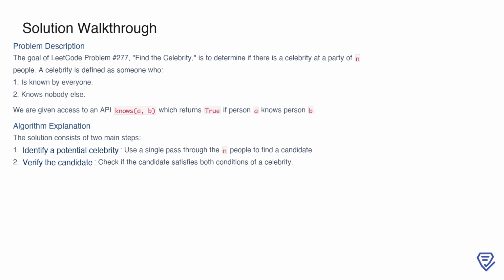The solution involves two main steps. First, we identify a potential celebrity by iterating through the group and narrowing down to one candidate. Then, in the second step, we verify whether that candidate satisfies both conditions of a celebrity. This approach ensures that we efficiently solve the problem in a structured way.